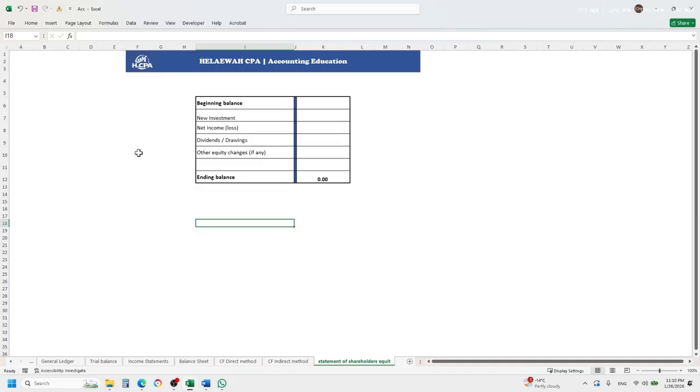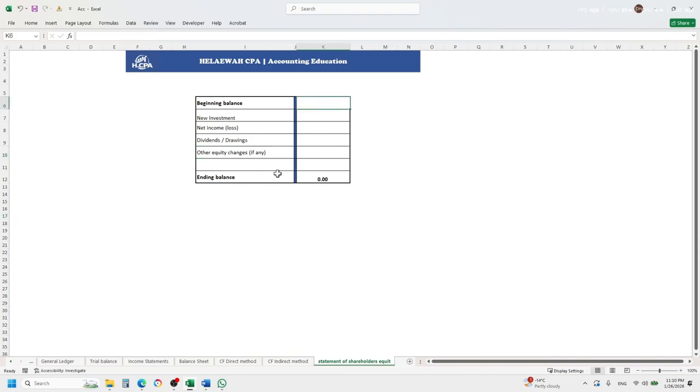So it's straightforward. The beginning balance, a new investment by owners, the net income, and if there is a dividend or drawing from the net income, and other changes in equity, to reach the ending balance.